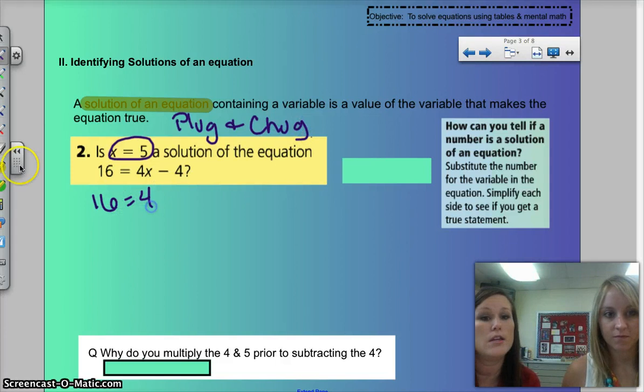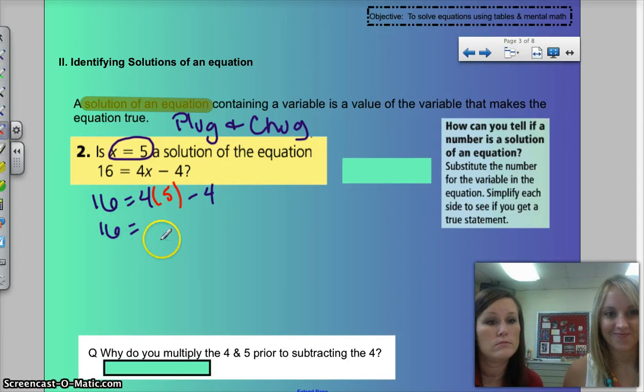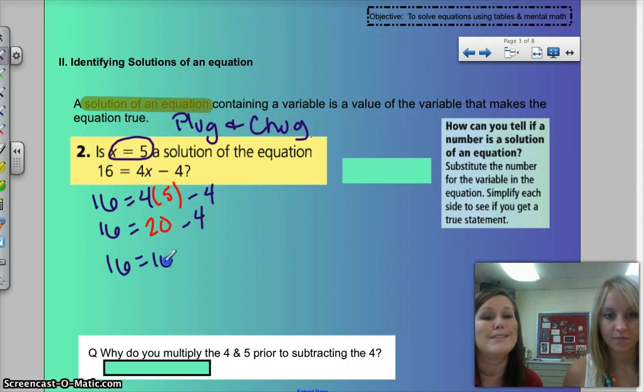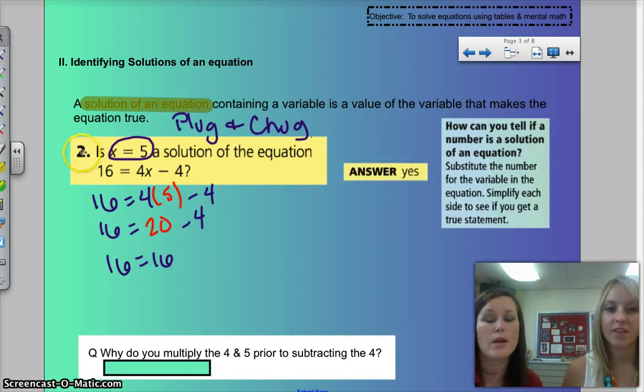So 16 equals 4 times 5 minus 4. So that's 20 minus 4 equals 16. So this is a true solution. So yes, it is a solution. Yay. Okay, this is your work. That's the work that you have to show. Awesome.